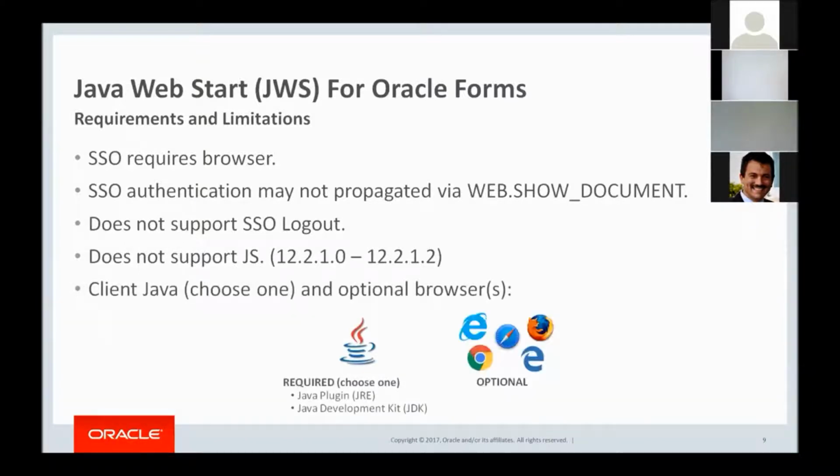And as for your client, previously you had to have a very specific browser and a very specific Java plugin. With Java WebStart, you could relax a little bit. You now have the option of using just about any browser that you want. And you have the option of either choosing the Java plugin installation or the Java development kit, the JDK. You do not have to have both. You could pick one or the other. So you have a little bit more of a choice to make here.